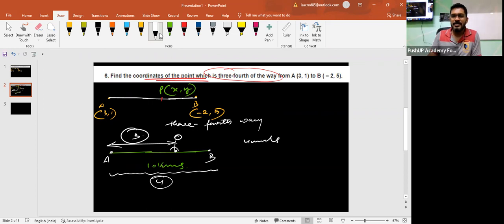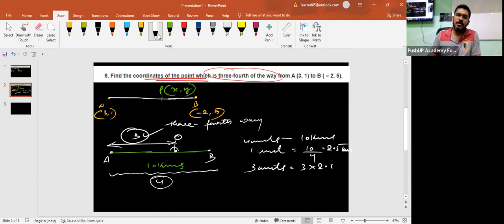If 4 units is equal to 10 kilometers for you, how much would be 1 unit? 1 unit will be equal to 10 by 4. That is equal to 2.5 kilometers, right? Now you have covered how many units? 3 units. So 3 units would have been equal to 3 into 2.5. That is equal to 7.5 kilometers, right? This is the meaning of saying from your home you have already covered 3/4 of the total distance.